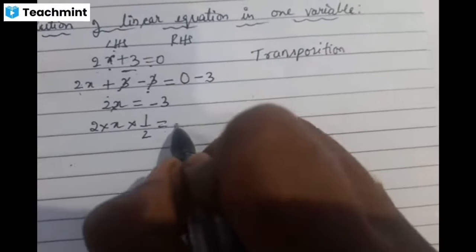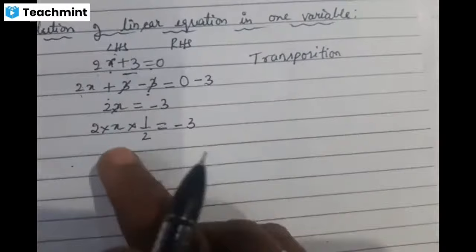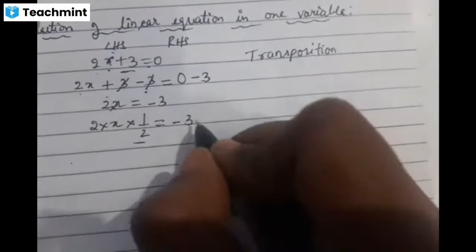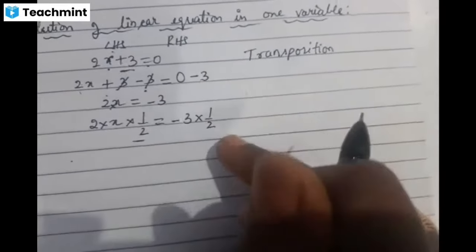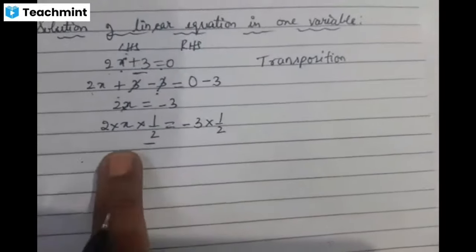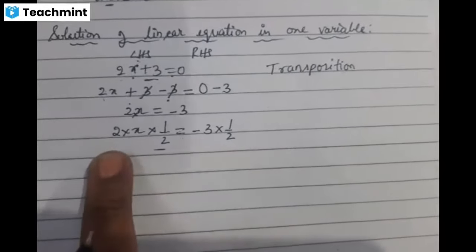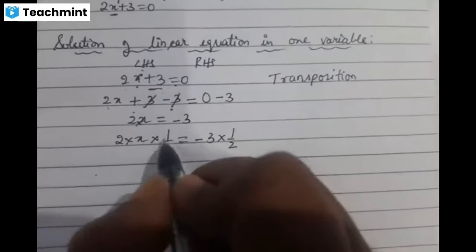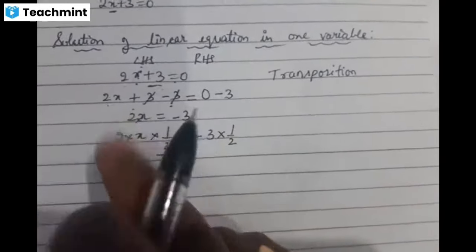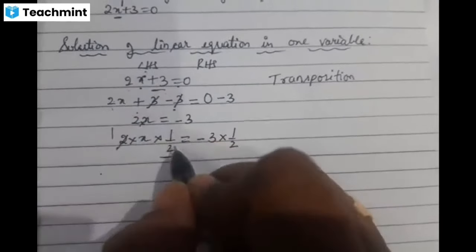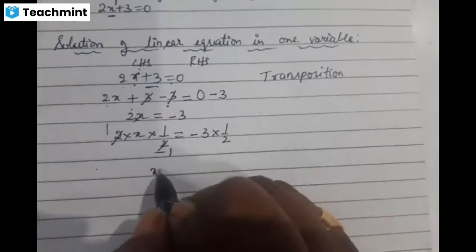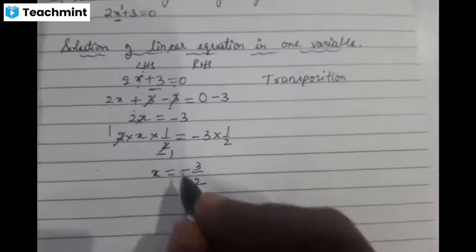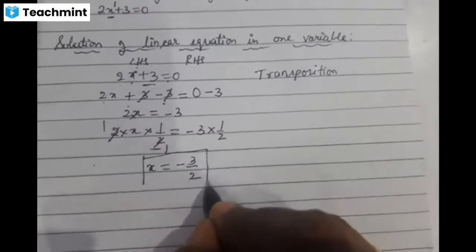On the right hand side also, minus 3 we write as it is, because we have multiplied by 1 by 2 on the left, we will also multiply the right hand side by 1 by 2. Whatever operation we do in the left hand side, the same operation has to be done in the right hand side. So the 2 ones get cancelled. You are left with x is equal to minus 3 by 2. So here we have found the value of x.